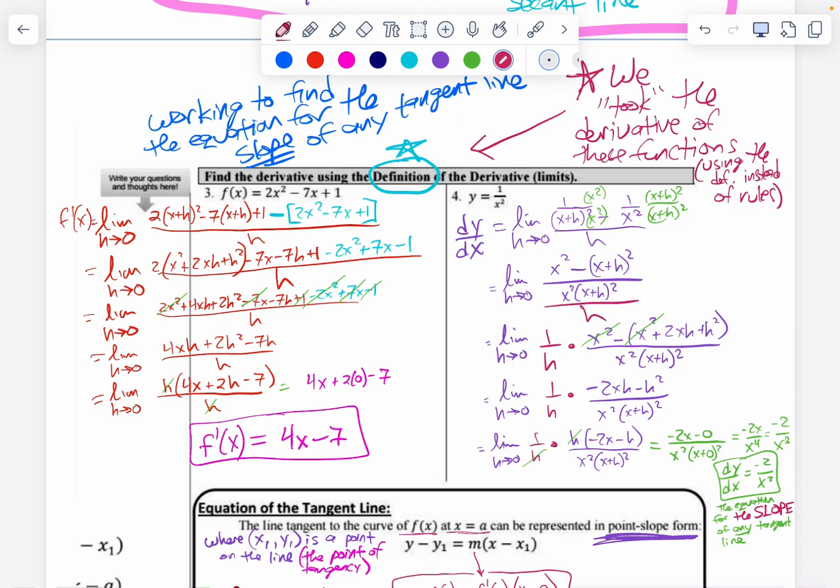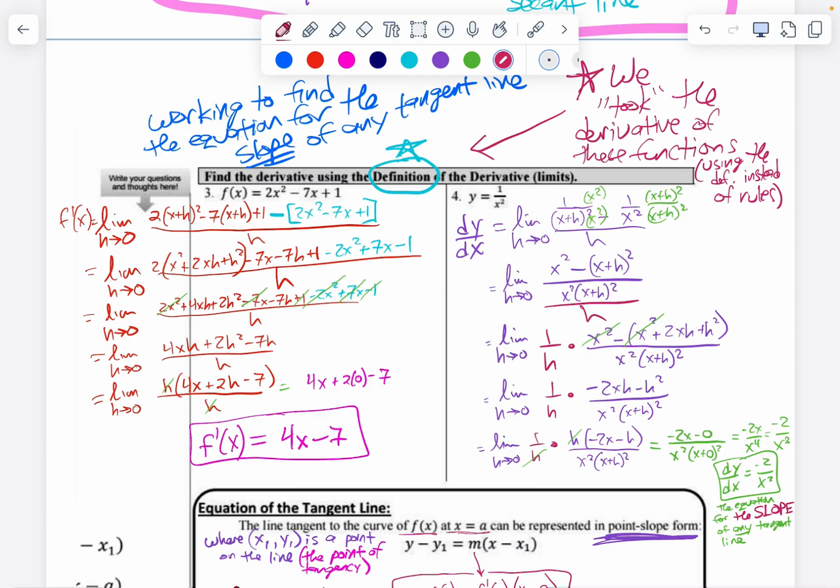Okay? That's what a derivative is. It's the slope of the tangent line. And so this would give us that slope for any point that we want on this parabola. And then over here, 1 over x squared, we ended up with negative 2 over x cubed. That would give us the slope for any point on that function.